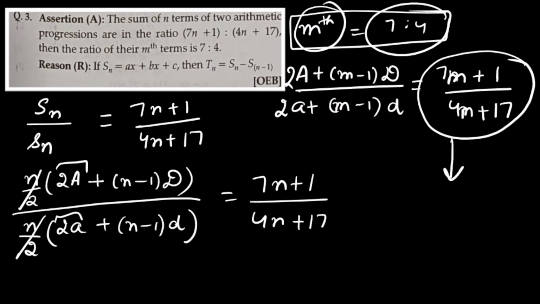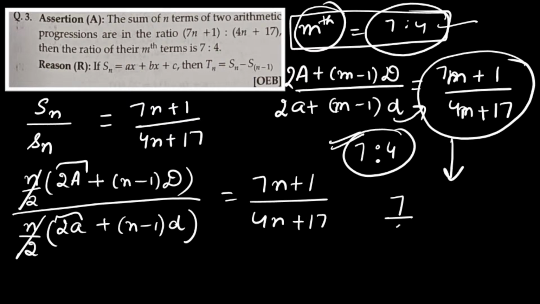Here they say the answer is 7 is to 4, but after reaching here also we can see the answer will not get reduced. There is no way that m is getting cancelled, because it's an assertion and reason based question. So full working we don't have to do. We just have to use simple logic. They have mentioned the answer as 7 is to 4. That means the answer will come as 7 by 4. So do you think there is any way to cancel m?